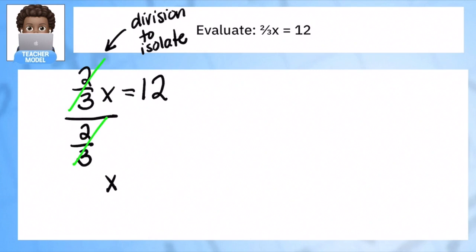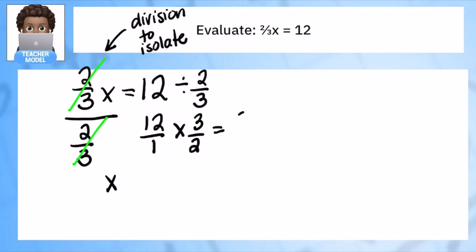And whatever we do to one expression, we're going to do to the other one. So we're also going to do 12 divided by 2/3. So we're going to rewrite this the way we normally did when we divided by fractions. So 12 over 1. And we're going to change this to multiplication, and we're going to multiply by the reciprocal. So keep, change, flip. And that's going to give us 36 over 2. Simplify that, because I don't want to leave our final answer x equals 36 over 2.